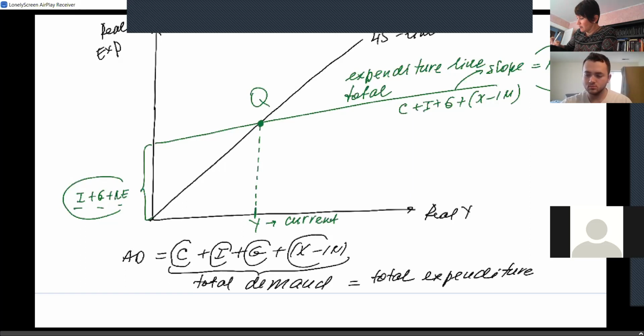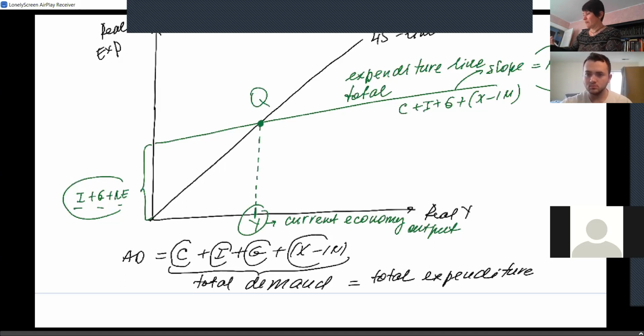Current economy output. So the combination of the 45-degree line and the total expenditure line, when the two intersect each other at point Q, that point indicates the level of output that we are currently producing at, given our current expenditure.